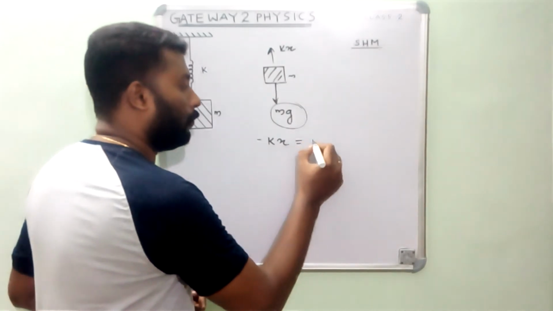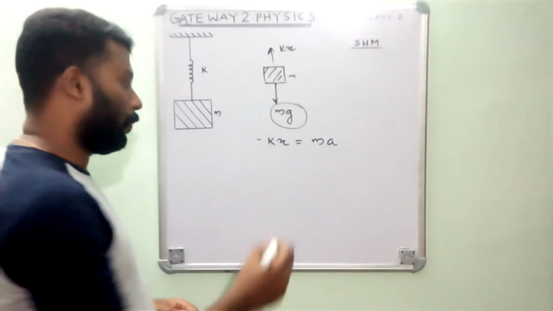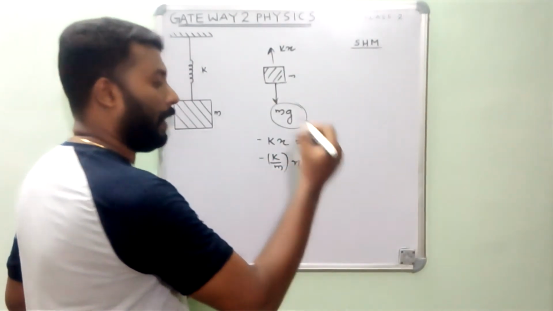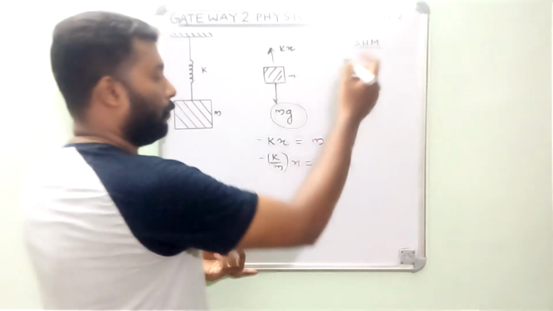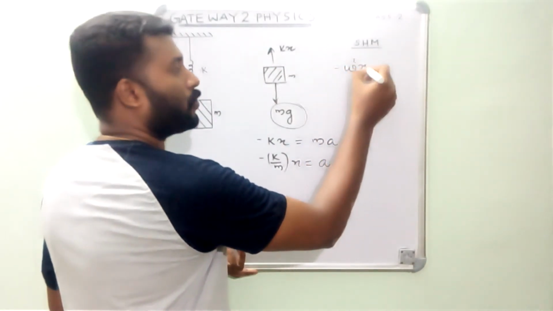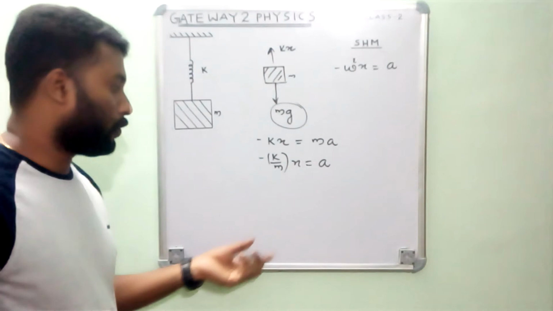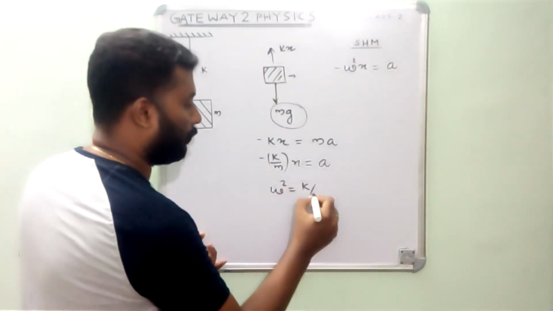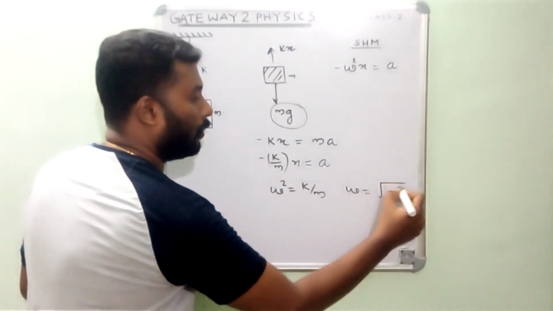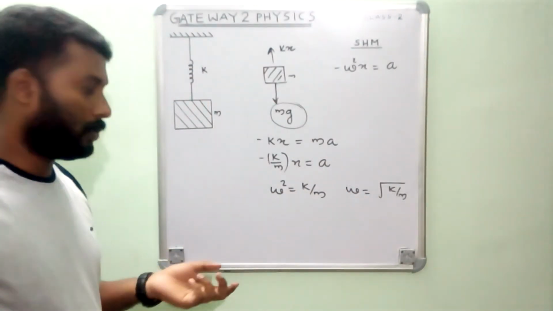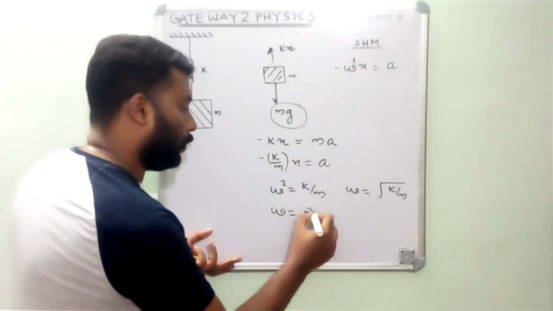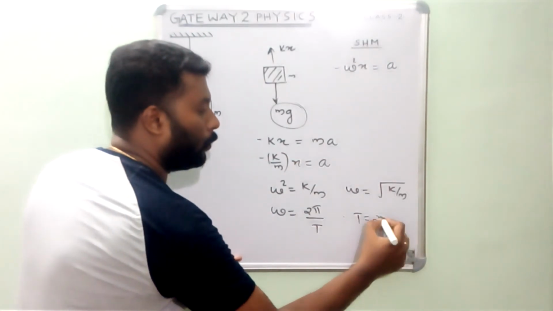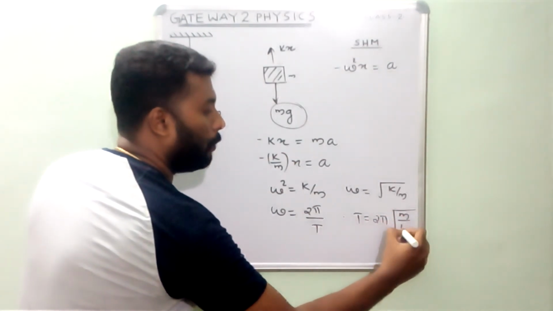That can be equated to force, that is equal to ma. From here we can write minus k by m into x is equal to acceleration. We know for simple harmonic motion, the condition is minus omega square x is equal to acceleration. So comparing this equation with the standard equation, instead of omega square, we have k by m, and omega is equal to under root of k by m. So in terms of time period, omega equals 2 pi divided by T. So time period T equals 2 pi root of m by k.